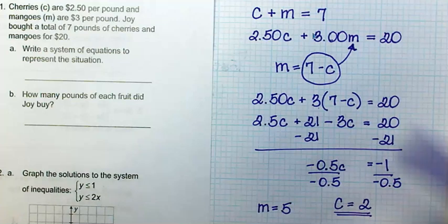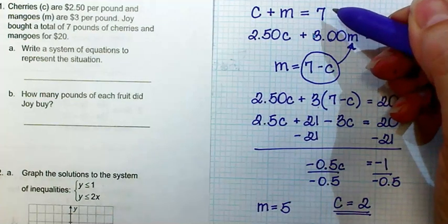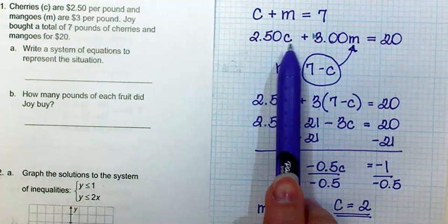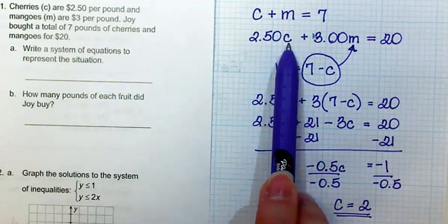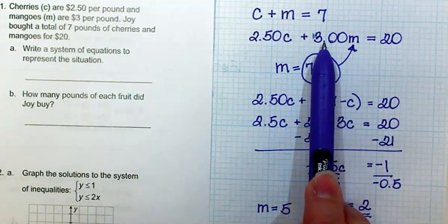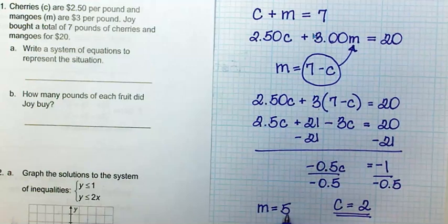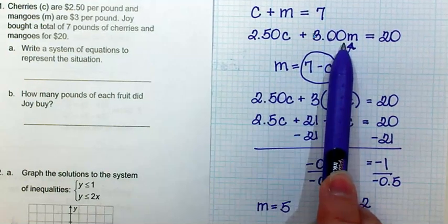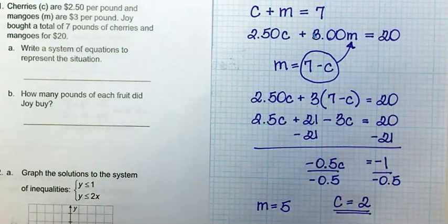We can go and double check. We know that this equation is correct. 2 plus 5 is 7. C, 2 times 2.50, that's $5. 3 times 5 is 15. So 5 plus 15 is 20. That makes the equation true.